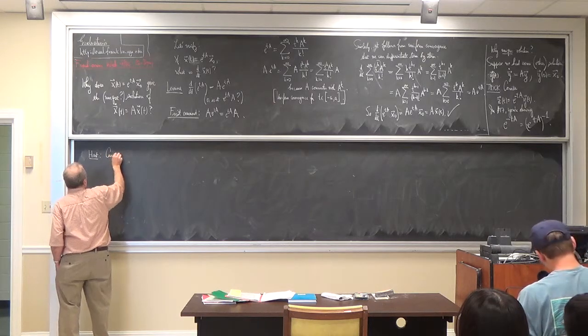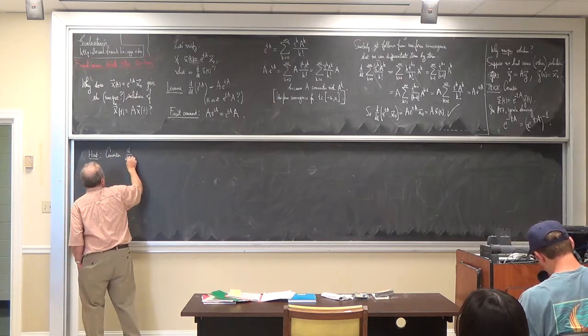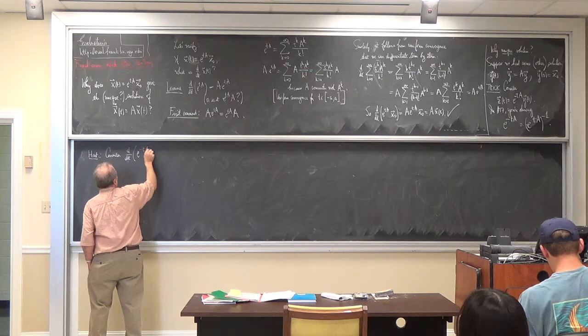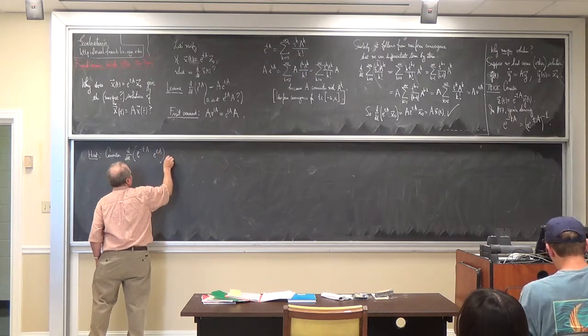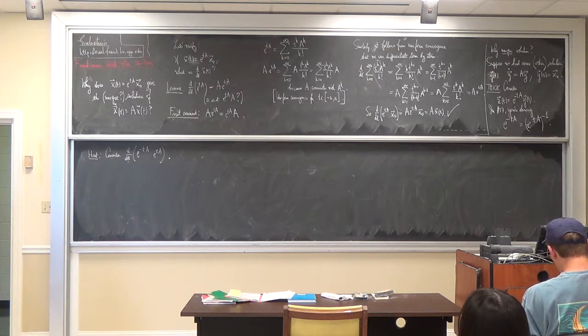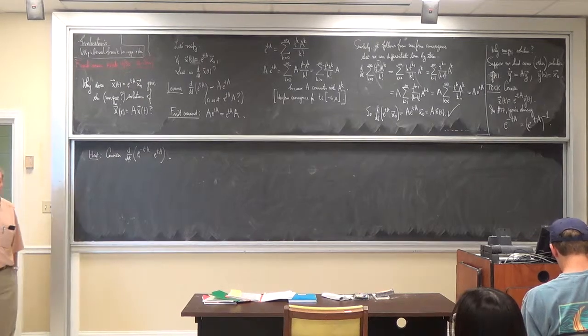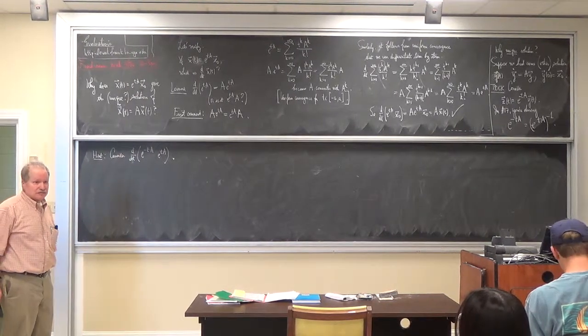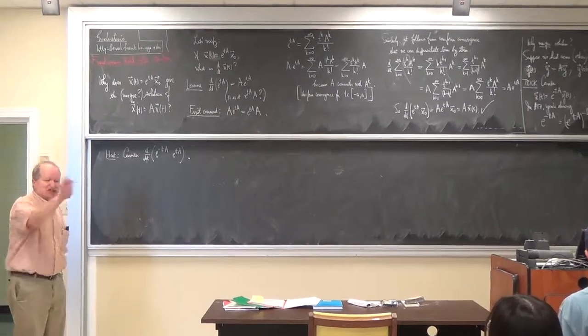consider d/dt of e to the minus ta times e to the ta. Are we allowed to do that limit? Yes, you're absolutely allowed to use the lemma. Is it equal to 0? That's what you want.